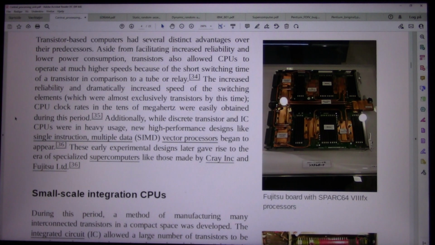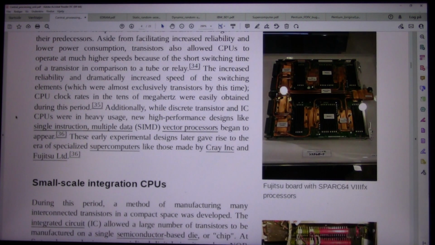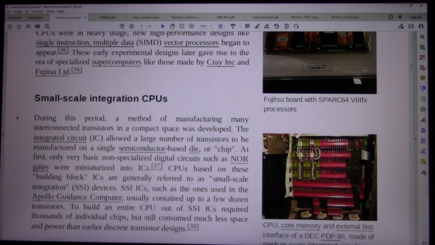Additionally, while discrete transistor and IC CPUs were in heavy usage, new high-performance designs like single instruction, multiple data, SIMD, vector processors began to appear. These early experimental designs later gave rise to the era of specialized supercomputers like those made by Cray Inc. and Fujitsu Limited.